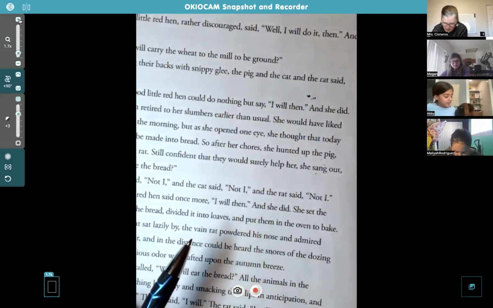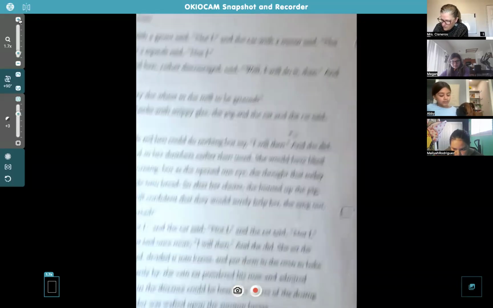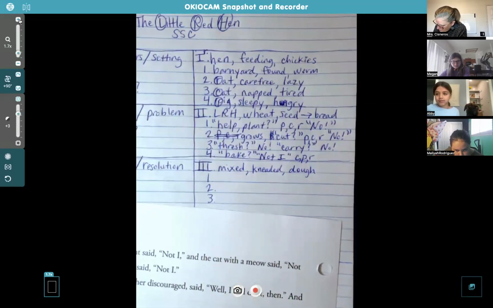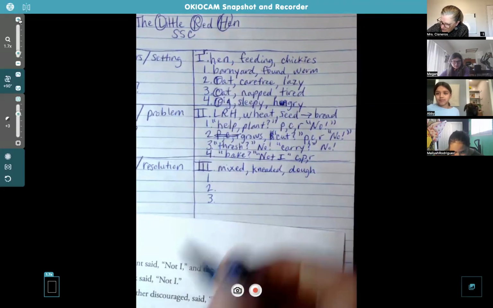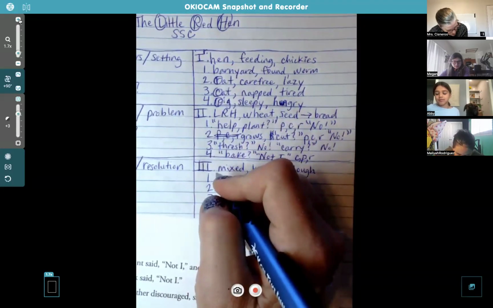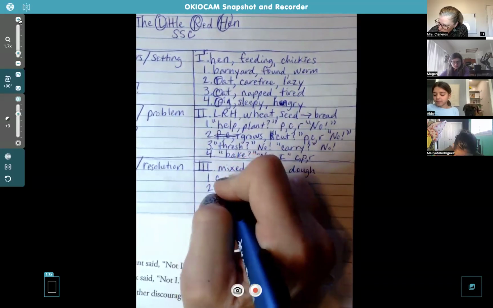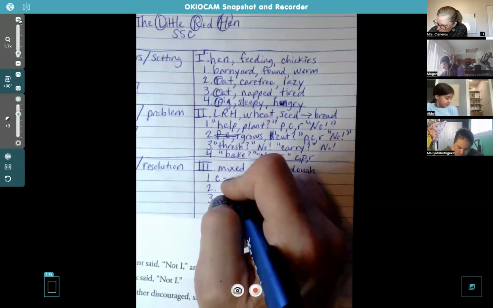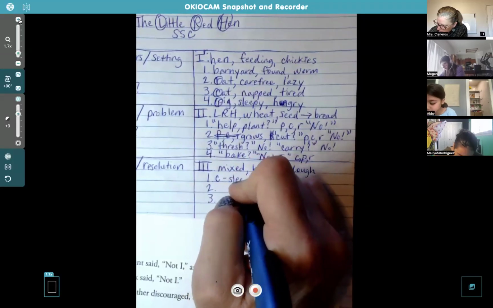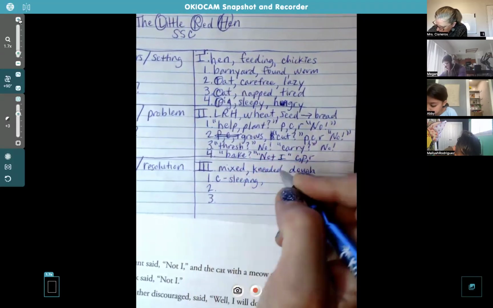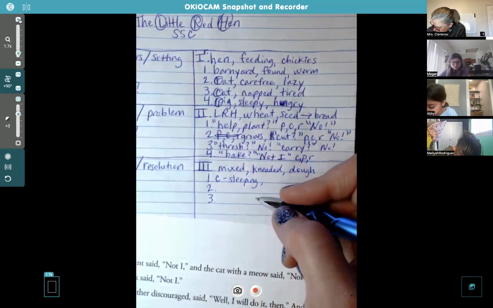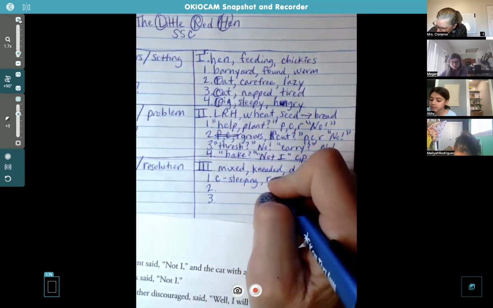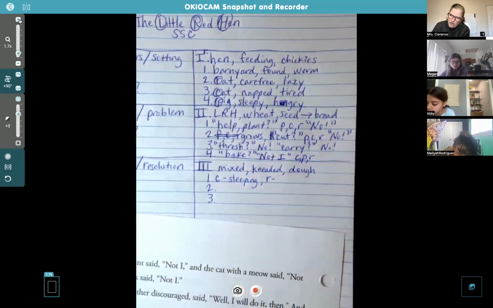These animals are just being so lazy. So it says first, cat, I'm going to put C, and then I'm going to put sleeping. And then it says the rat, R. Do you know what it means to powder your nose?